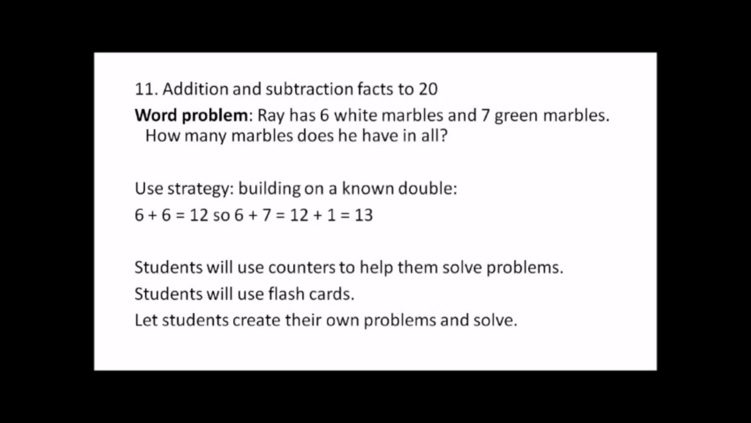Lesson 11, addition and subtraction facts to 20. Ray has 6 white and 7 green marbles. How many marbles does he have in all? Building on a known double. So here 6 plus 6 is 12. So 6 plus 7 must be 12 plus 1. And 12 plus 1 is 13. So they're using a strategy here, and it's called building on a known double.